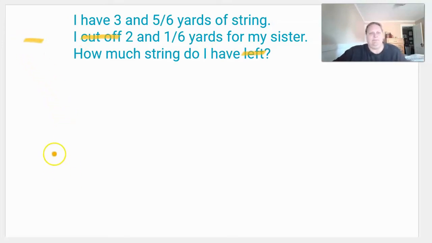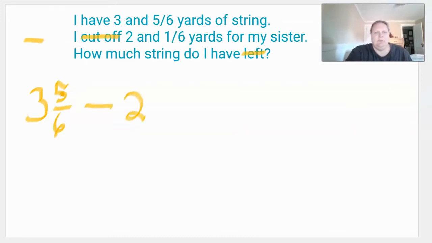Subtracting, correct. Okay, so what are we going to be subtracting? 3 5/6 minus 2 1/6. Give it a try.